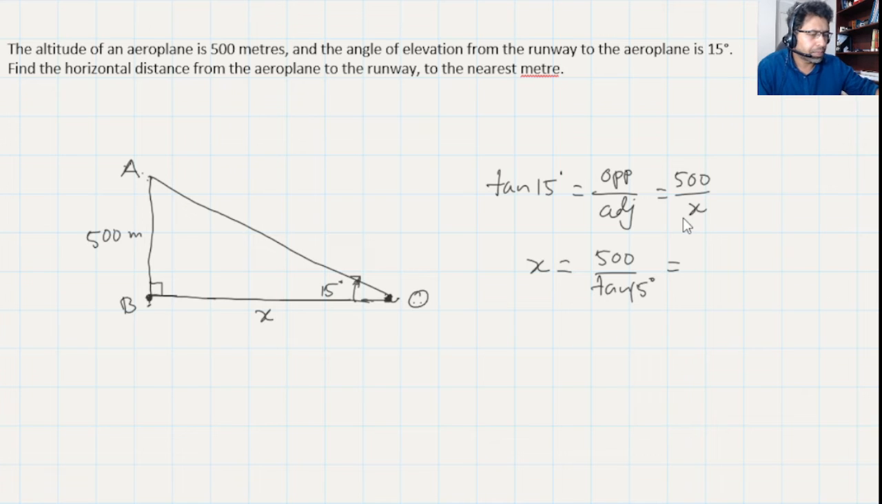it will give you 1866.02 meters, and it's asking for the nearest meter. You can just write down 1866 meters. Okay, so that's how the angle of elevation works, you can see that the angle is created from the horizontal line, right? Look at another example.